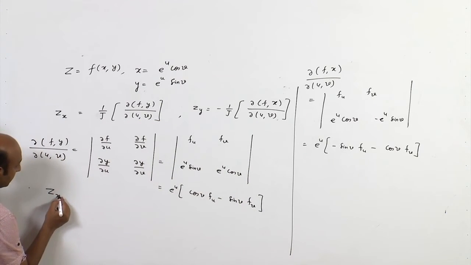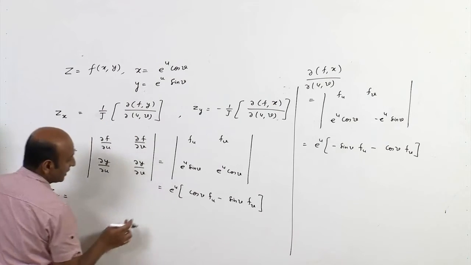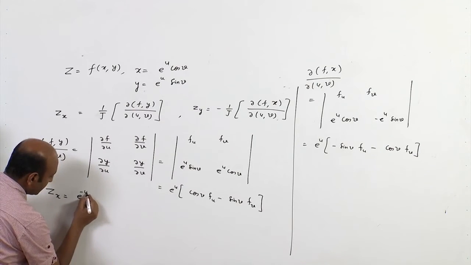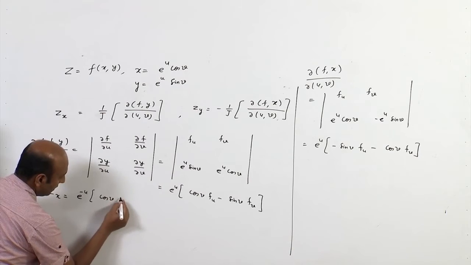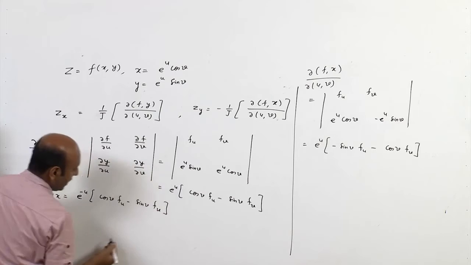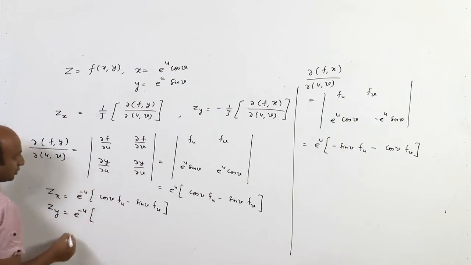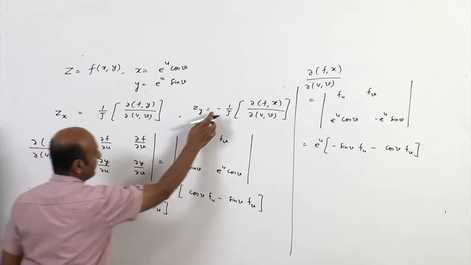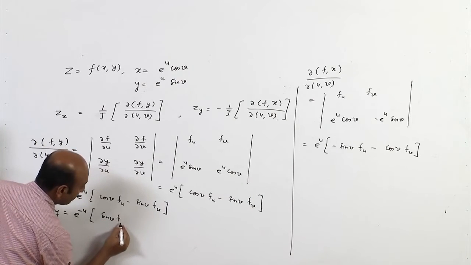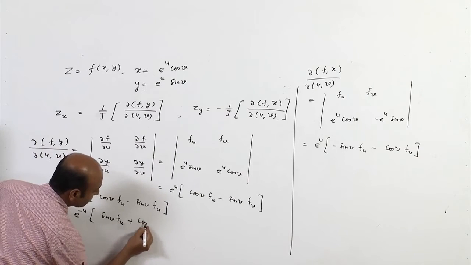So, zx will be 1 upon j times this quantity. j is e raised to power 2u. So, it is e raised to power minus u times cos v fu minus sin v fv. And what will be zy? Again e raised to power minus u times this, negative will cancel out. So, it is sin v fu plus cos v fv.